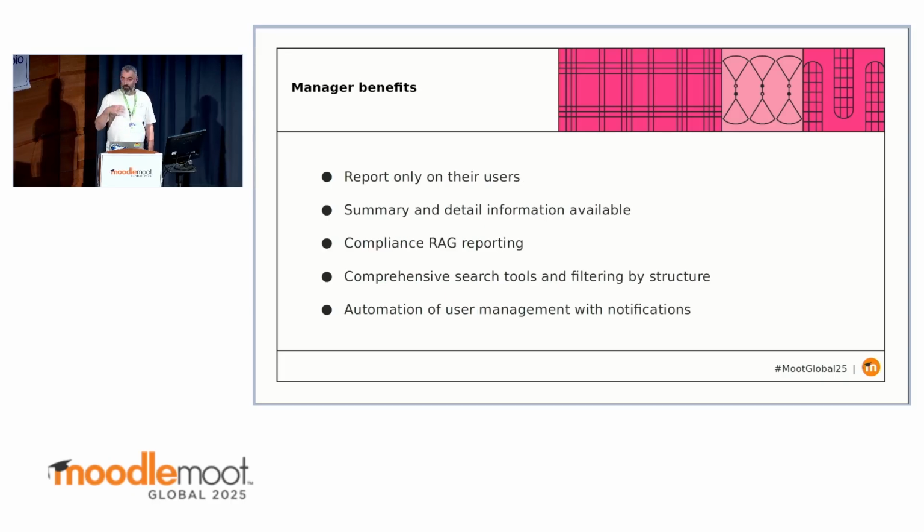Managers can then report only on their users, their staff, the ones they care about. Summary and detail information is available for them for as much of that information as is being kept. Compliance-based RAG reporting is available for them. And then you've got comprehensive sets of reporting, search tools and filtering by department structure and so on, and automation of user management with notifications, so they don't have to do anything. It's there for them once it's been set up.